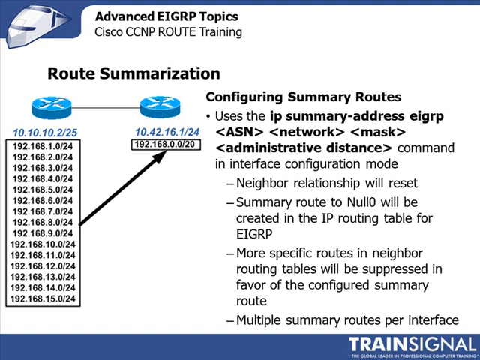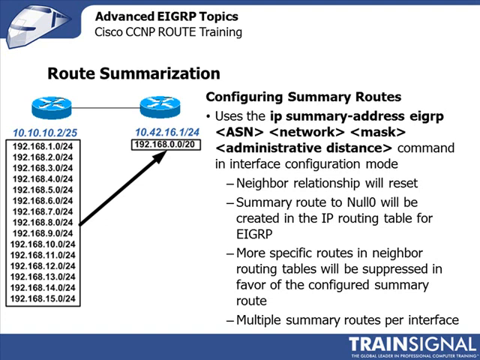Once you've done that, the neighbor relationship will drop because a summary address has been configured and it's changed the way the topology will operate. On that particular router, there will be a summary route to null 0 created in the IP routing table under the EIGRP process, and you'll actually be able to see it. It'll say route to null 0, such and such is a summary. More specific routes in the neighbor routing tables will be suppressed in favor of that summary route.